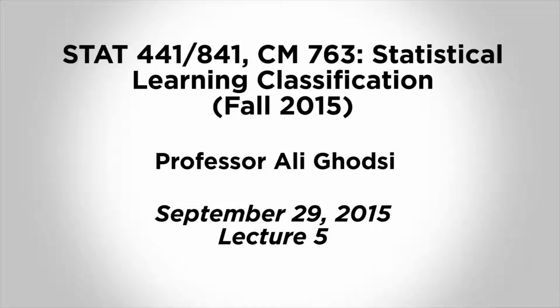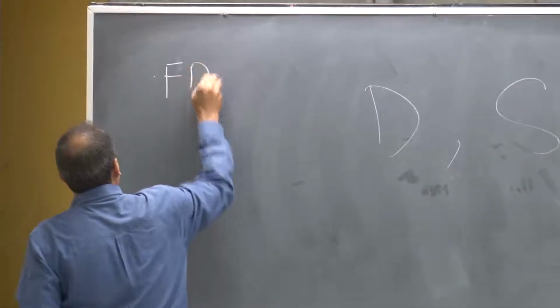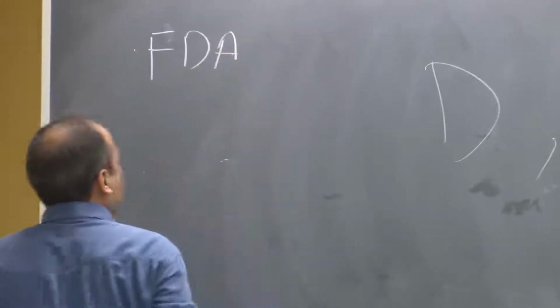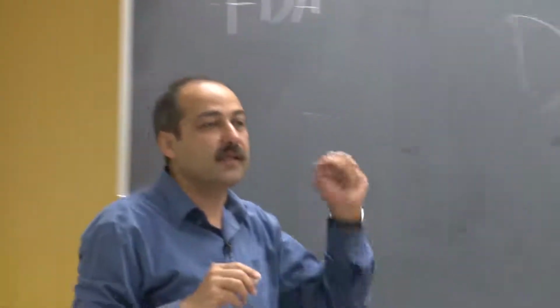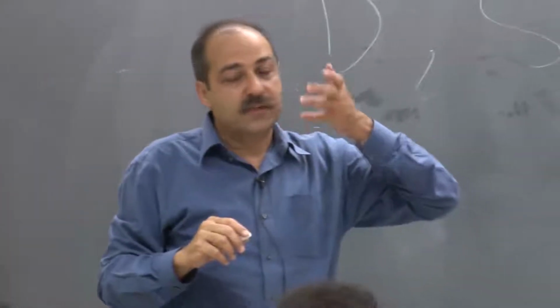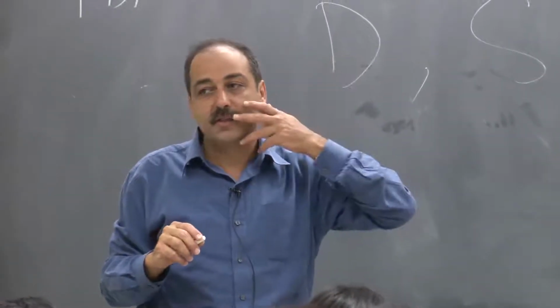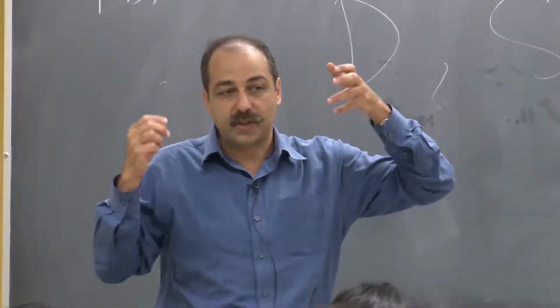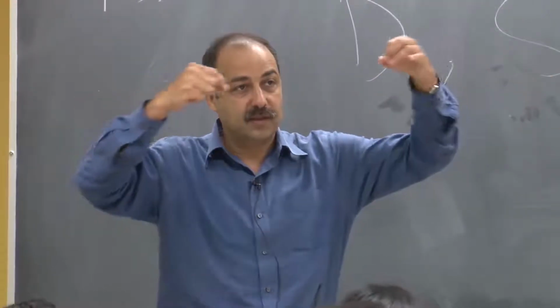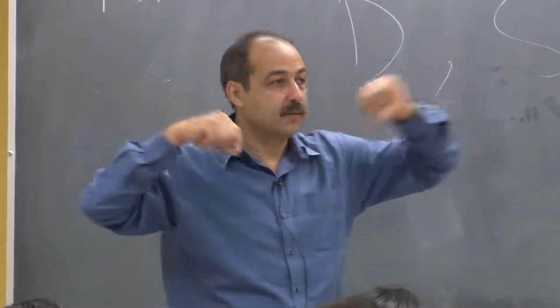Okay, let me start the course. So if you recall, in the previous lecture, we talked about FDA, Fisher discriminant analysis. Fisher discriminant analysis is a technique for feature extraction, dimensionality reduction. And we learned that when we have two classes, basically we project everything on a line, on one vector.